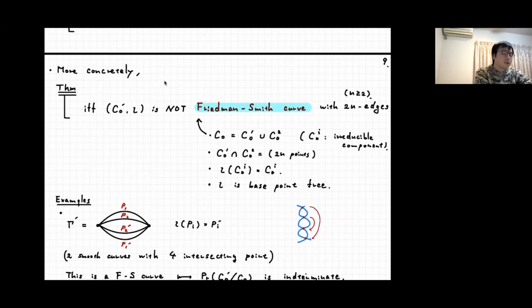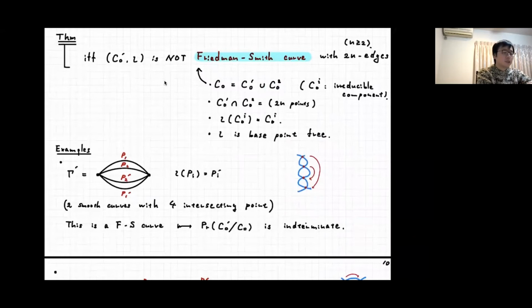C0 prime consists of two irreducible components C01 and C02. Also, the intersection points, I mean the nodes, of C01 intersect C02 are given by two endpoints for the case of two end edges. The involution fixes each of the components. And finally, this iota is base point free. If C0 prime is this FS curve, then the Prym variety is indeterminate.